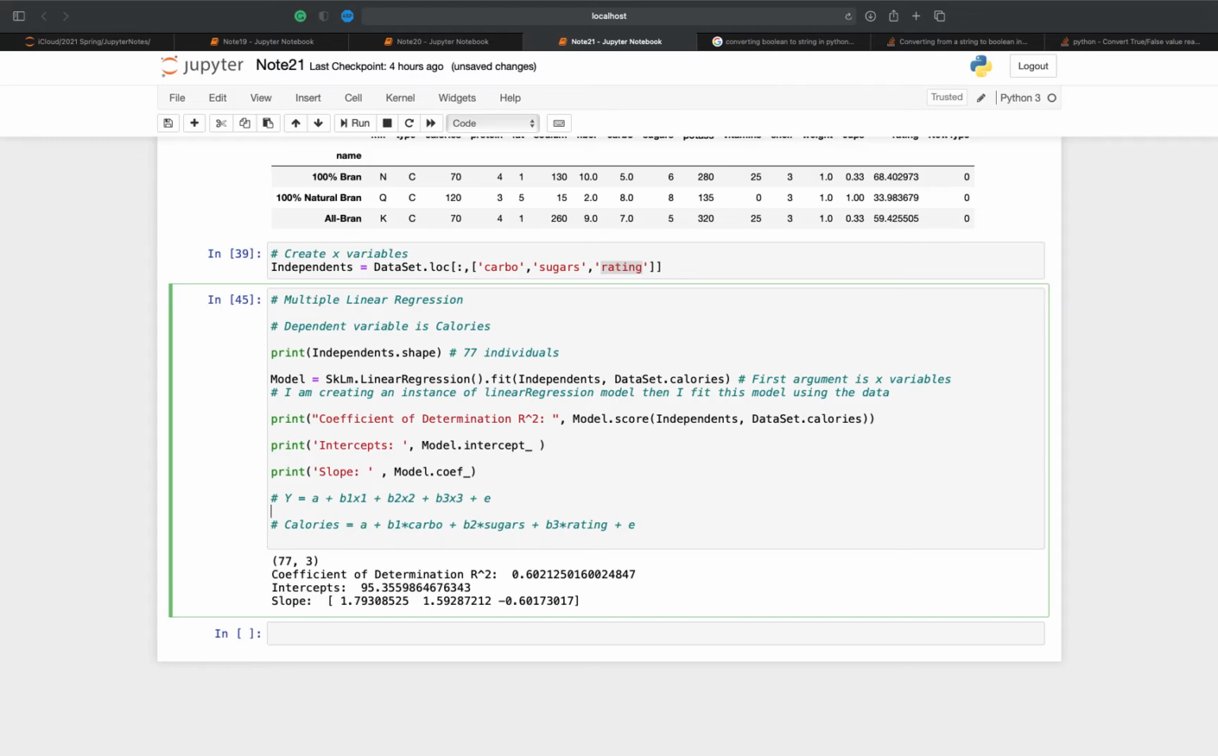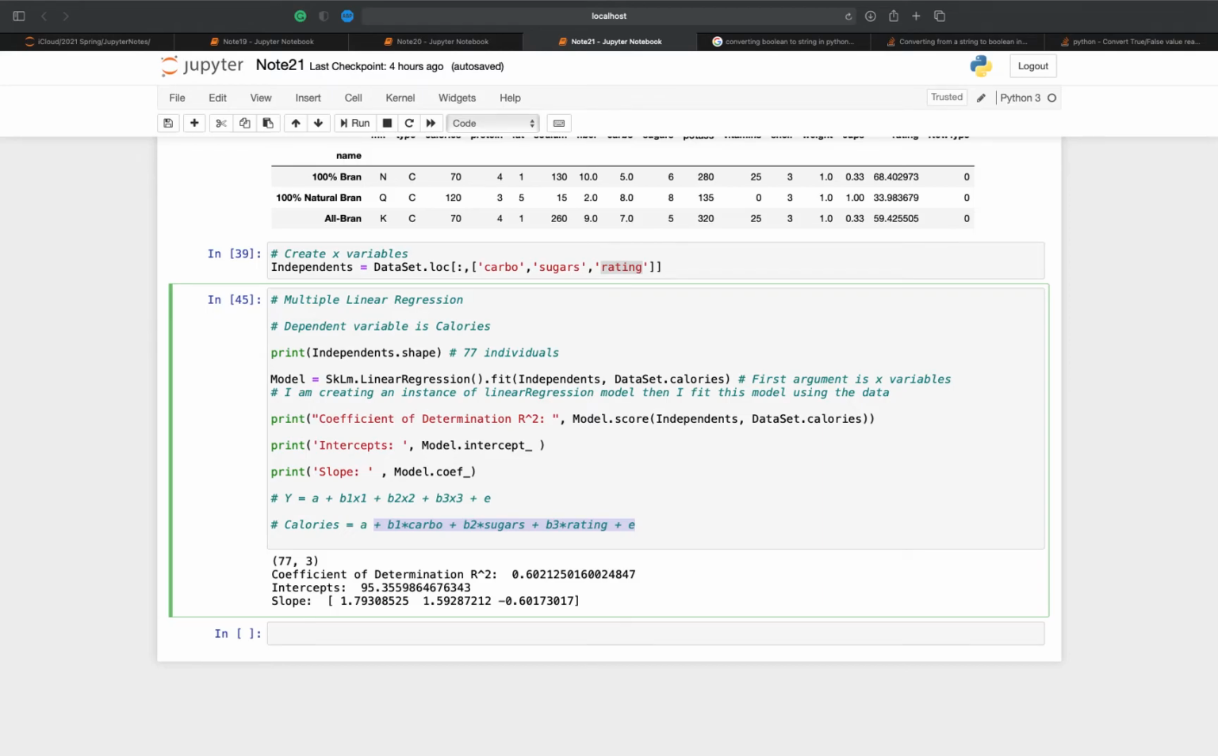What was the slope now? Let's see. Oh, actually intercept 95.35 means with all these variables being zero, if you start with the initial model with all these variables equal to 0, we will remain with the intercept, which is 95. Means our model will start on the y-axis at 95 as calorie, if the rest of the variables are equal to 0. Okay.